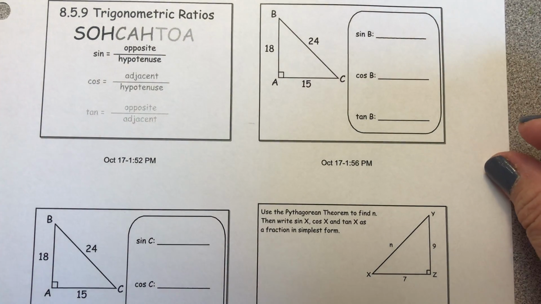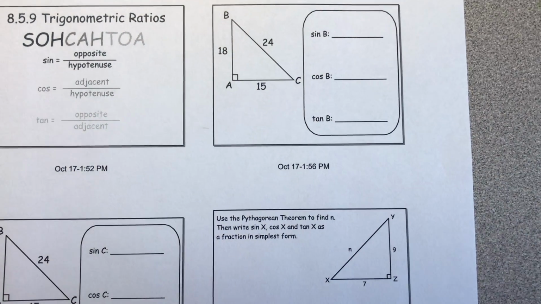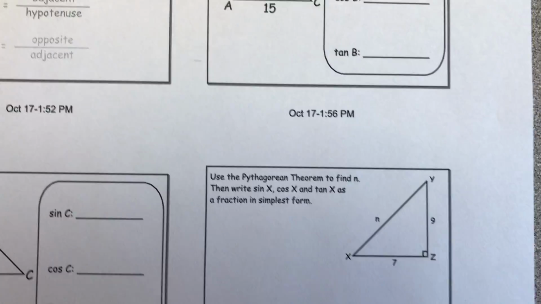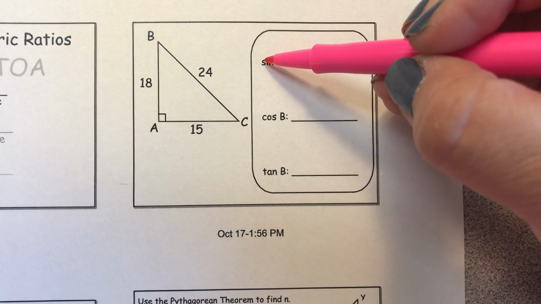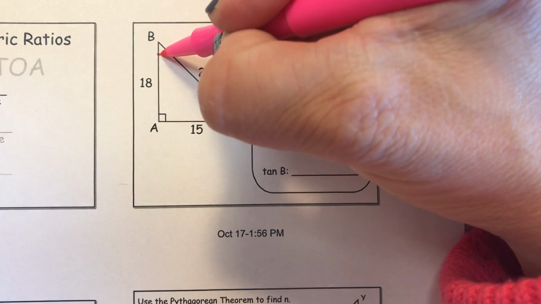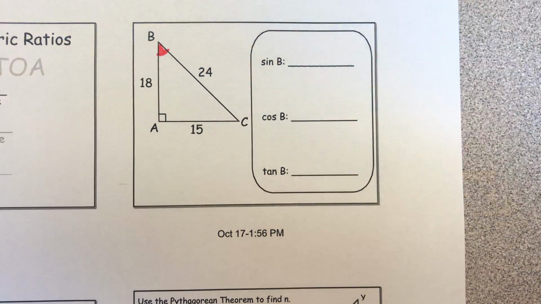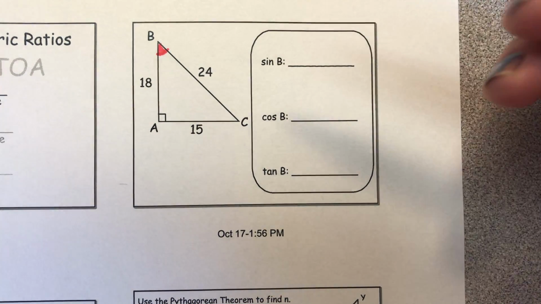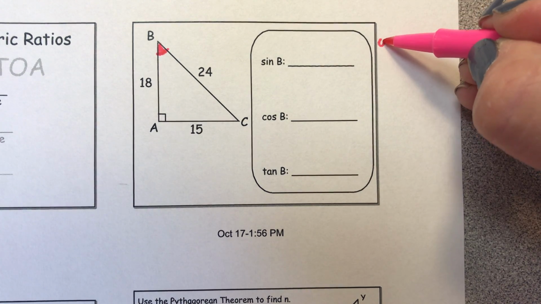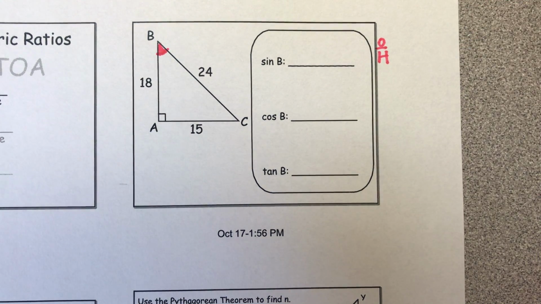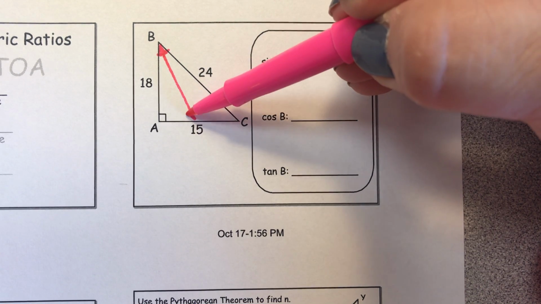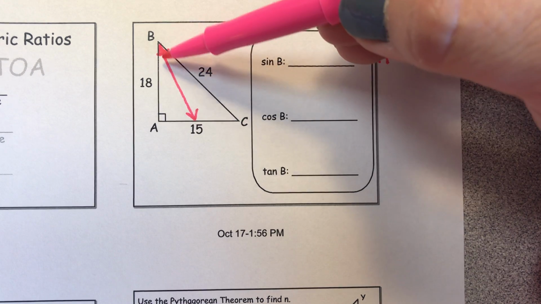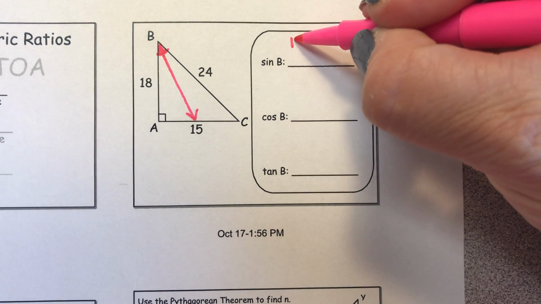So the easiest way is just to jump in and for me to show you a couple of examples. So let's look first at this one. Okay, so it asks you for the sine of B. So this right here is angle B. Everything that we're going to be doing is going to be in relation to angle B. So sine, I'm just going to write it over here to the side, is opposite over hypotenuse. If we're looking at B, the side opposite of B, like across from B, is 15.